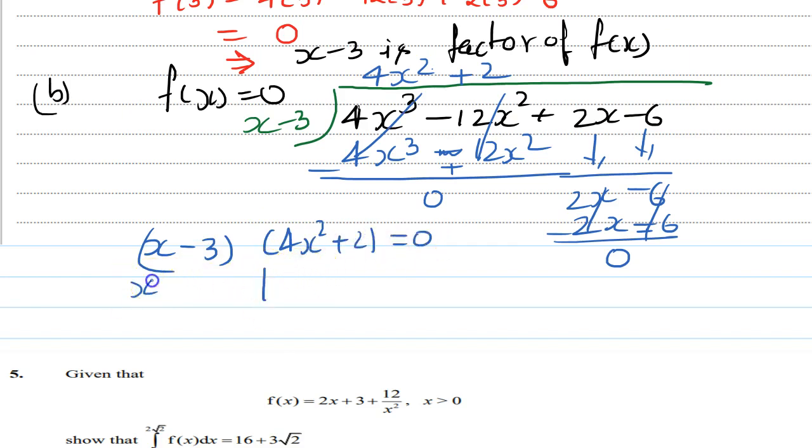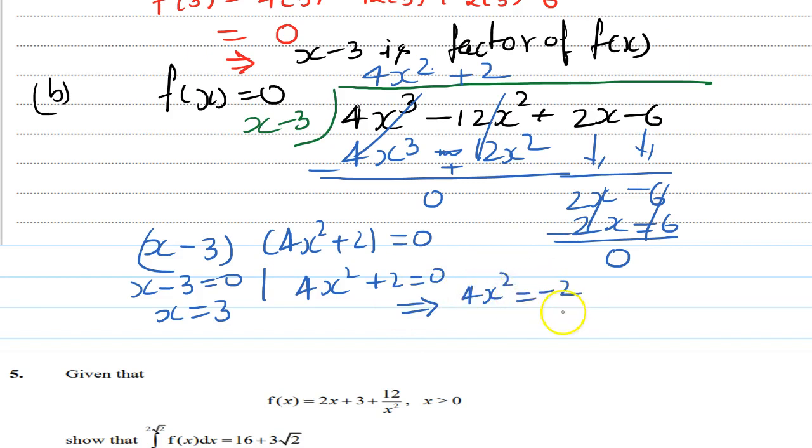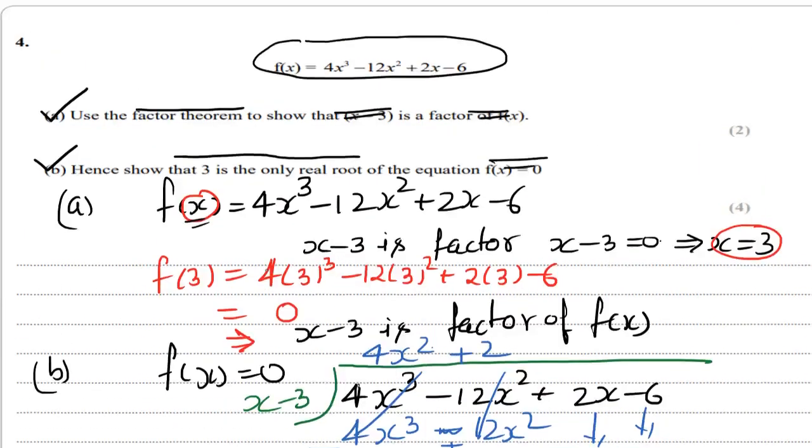So it means x minus 3 equals 0, so we get x equals 3. And here 4x squared plus 2 equals 0, which means 4x squared equals minus 2, so x squared equals minus 2 over 4, that is minus half. So x will be the square root of minus half. Under the square root sign, a negative value doesn't exist, so this value is not acceptable, only this value is acceptable. That's why it is mentioned here.